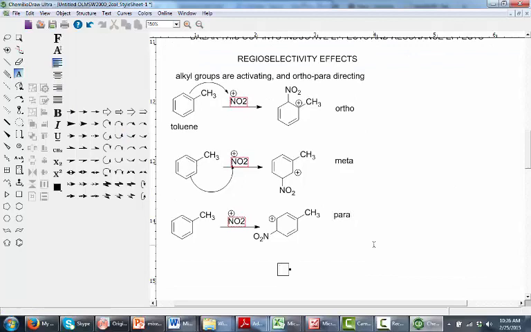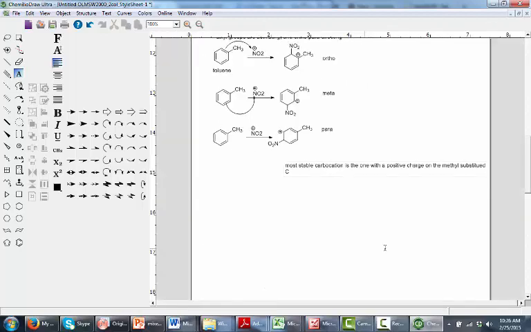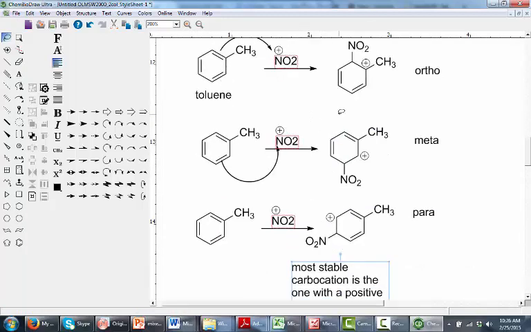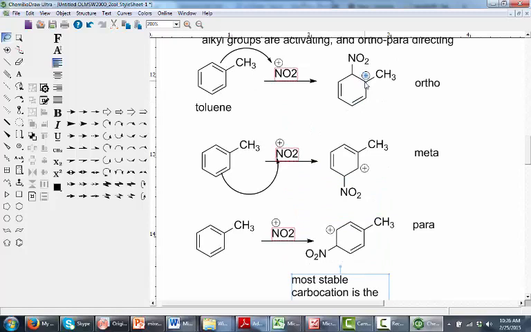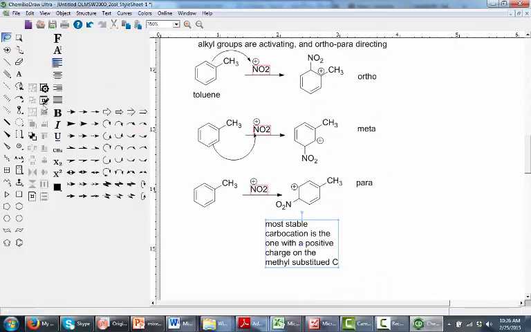So the most stable carbocation is the one with a positive charge on the methyl substituted C. That's because the methyl group is electron donating. That means that when I have a positive charge here on this carbon, that's the most stable. So certainly ortho is a very stable carbocation, but what I can do is draw resonance forms for these cases and see whether I can resonance stabilize a positive charge, moving that positive charge along to get it onto that methyl-bearing carbon.